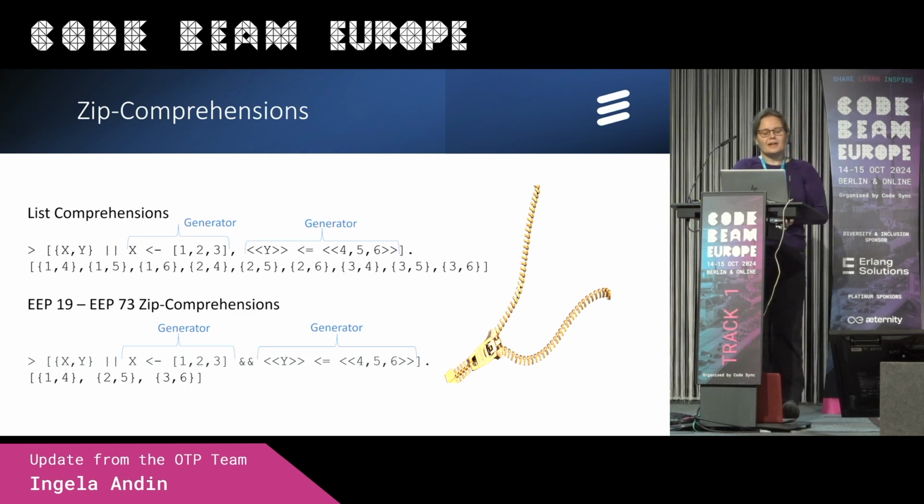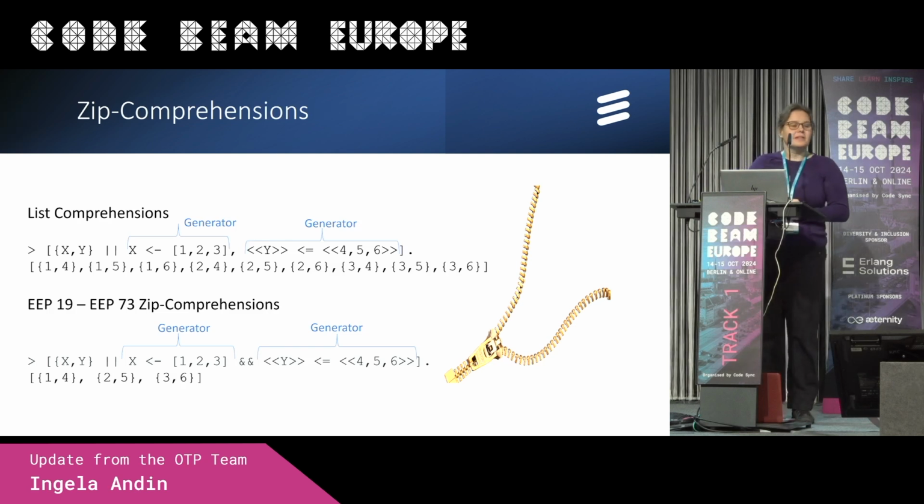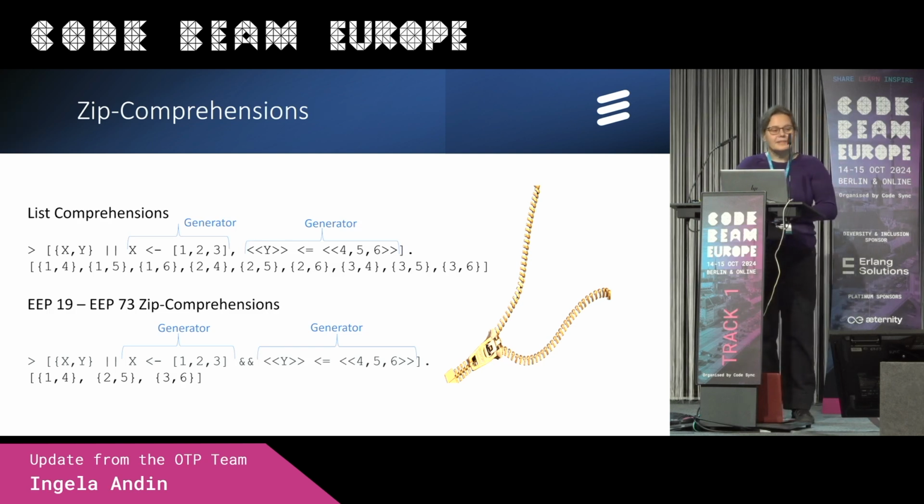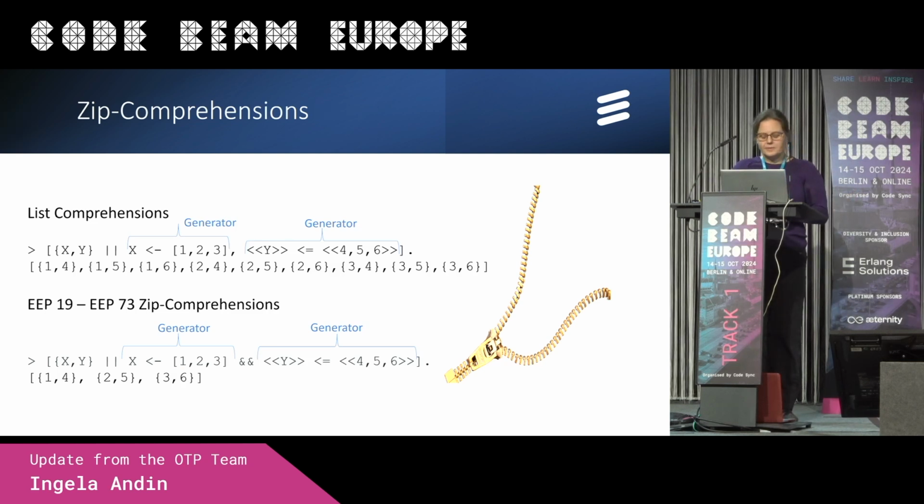And this example at the bottom can already be accomplished by using the zip function in the lists module. But having it as a comprehension makes it more general and flexible, and you can use filters for it as for list comprehensions. So if you're interested in this, please check out the new EEP and the pull request and give us feedback.